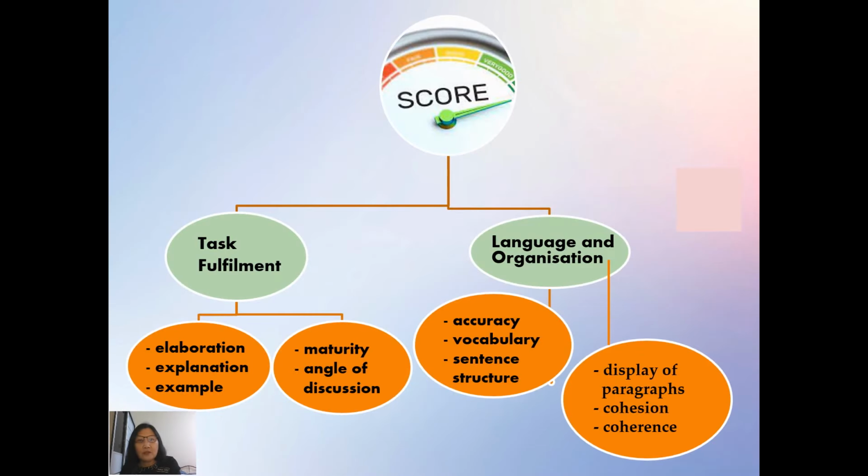Allow me to share with you the scoring for argumentative essay. As you can see, marks are given for task fulfillment as well as for language and organization. For task fulfillment, it involves 2 components, that is, the elaboration, the explanation, and the examples given in the arguments, as well as the maturity of the discussion. As for language and organization, we'll be looking at the accuracy, the vocabulary, the sentence structure, as well as the display of paragraphs in terms of cohesion and coherence within the paragraphs.